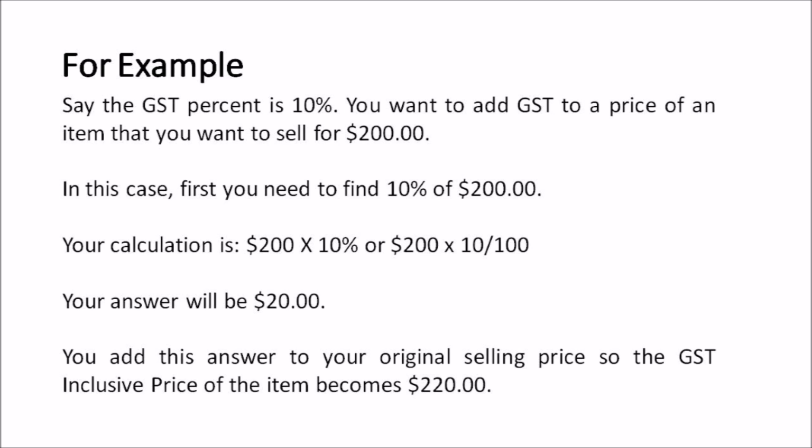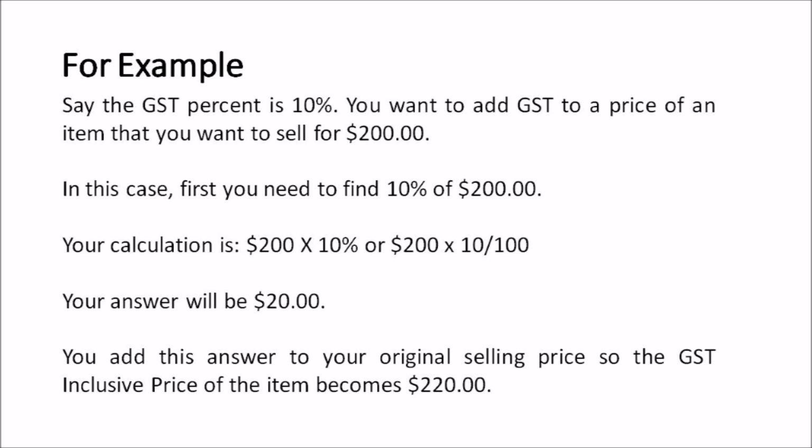For example, say the GST percent is 10%. You want to add GST on a price of an item that you want to sell for $200. In this case, first you need to find 10% of $200. Your calculation is simple: $200 multiplied by 10% or $200 multiplied by 10 over 100. Why do we have 10 over 100? Because percentage is always over 100, right? It's any number over 100. So your answer is $20, which means $20 is 10% of $200.